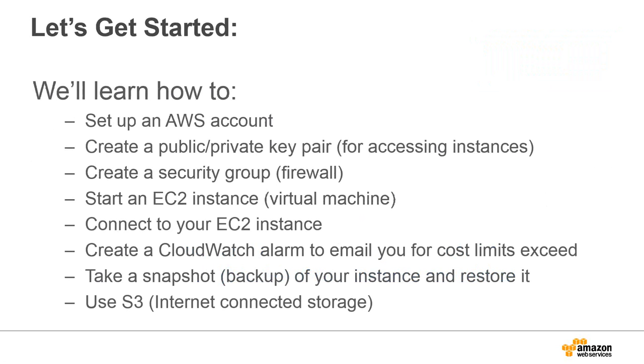So now let's get started. We're going to go ahead and set up an account. We'll actually just walk through it. We won't actually set one up, but we'll show you how to do that. We're going to go ahead and then create a public-private key pair. We'll create a security group. We'll start an EC2 instance and connect to it. We'll also create a CloudWatch alarm that will alert when our spend goes over a certain amount. We'll take a snapshot and show how to restore it, and then finally we're going to show you how to use the simple storage service at a very basic level.